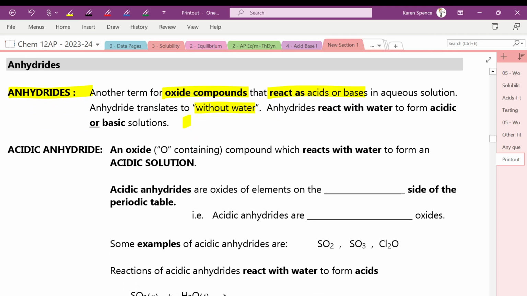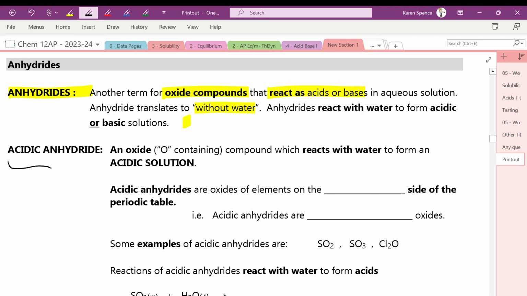So an acidic anhydride, we're not learning anything new here. We've just given it a new name. Okay, so if you're like, hang on, I feel like we just did this 5 minutes ago, the answer is yes. Yes, we did just do this 5 minutes ago.